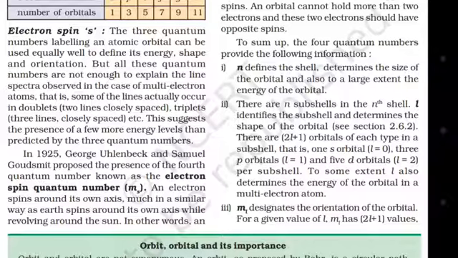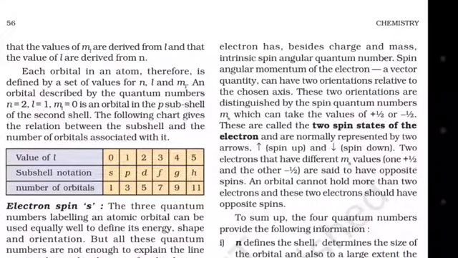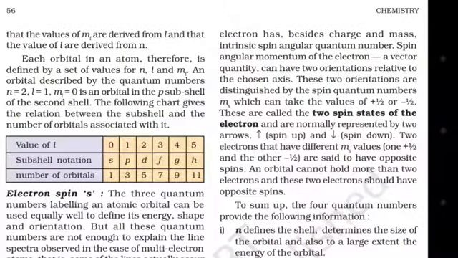ms. The electron spins around its own axis, similar to how the Earth spins around its own axis while revolving around the sun. In other words, an electron has, besides charge and mass, an intrinsic spin angular momentum. The spin angular momentum of the electron is a vector quantity and has two orientations relative to the chosen axis. These two orientations are distinguished by the spin quantum number ms, which can take the values plus half and minus half, and these are called the two spin states of the electron.